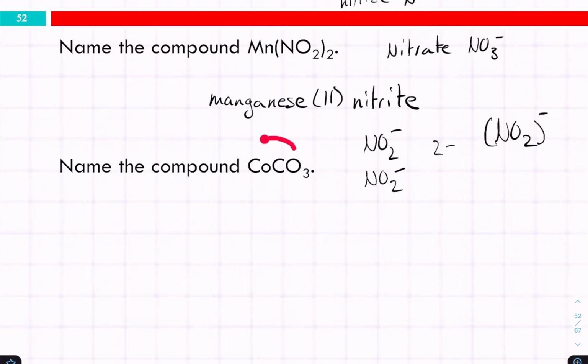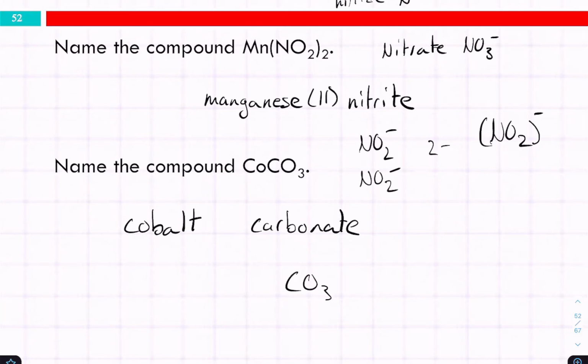All right, how about this next one? The first element is a metal or non-metal? It's a metal. So it's ionic, and it's cobalt. And what's the oxyanion here? Carbonate. What charge does carbonate have? Yep, CO3 2 minus. So then what charge does cobalt have to have? 2 plus.